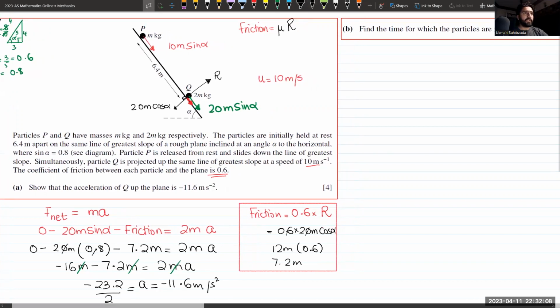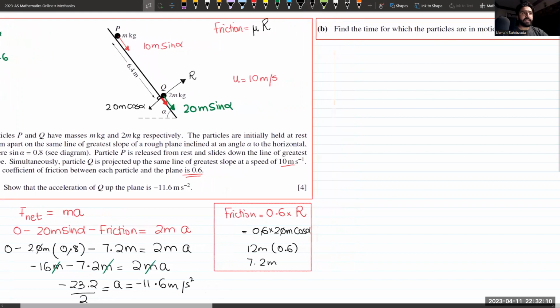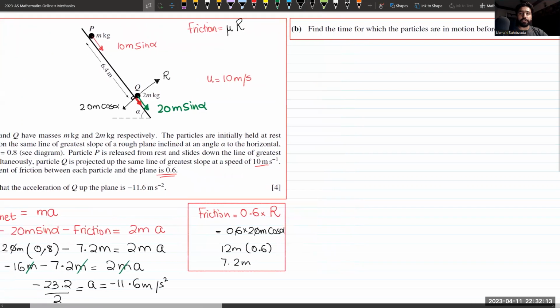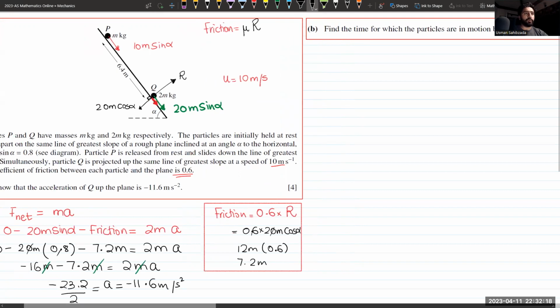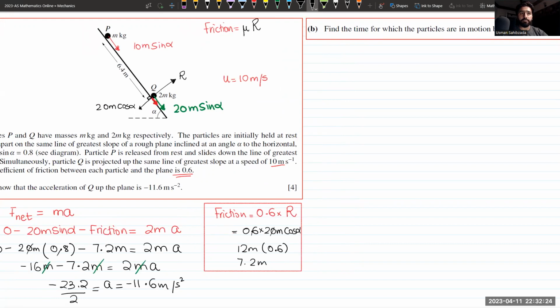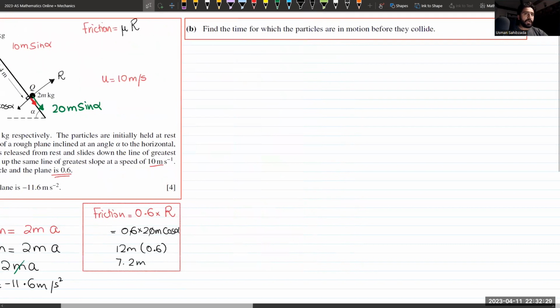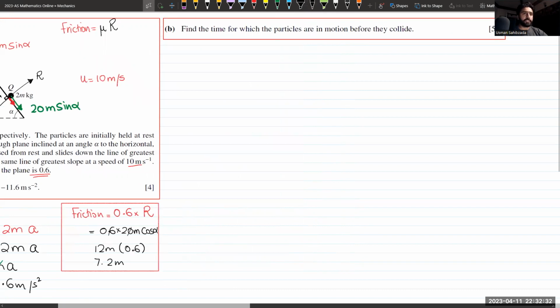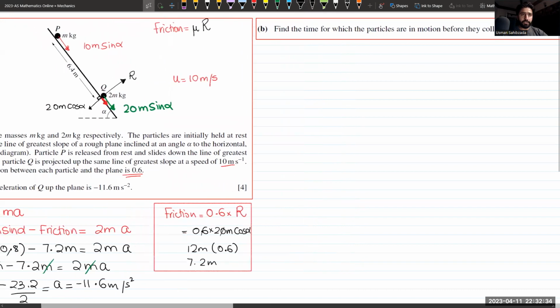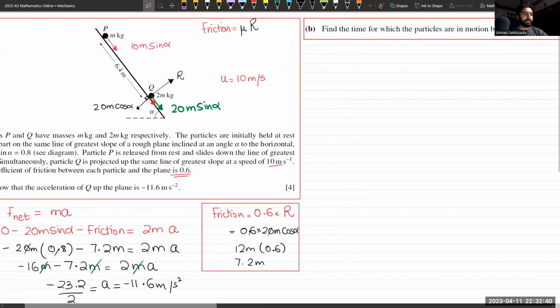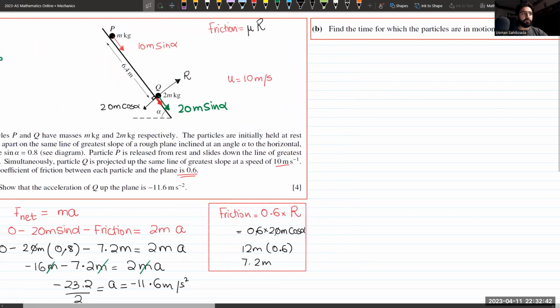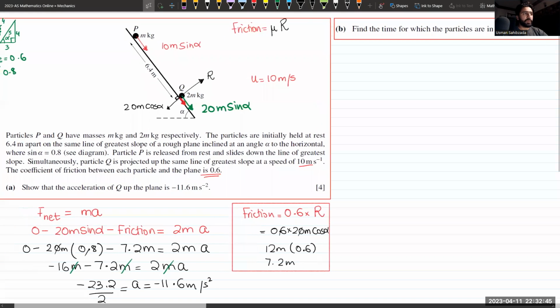So then we look at part B. Find the time for which the particles are in motion before they collide. So in this particular case, because this is really important, find the time, I repeat, find the time for which the particles are in motion before they collide. Now, how many marks is this? This is 5 marks. Now, the marks is an indicator कि इस particular case के अंदर there might be some complexity involved. The time taken before they collide.